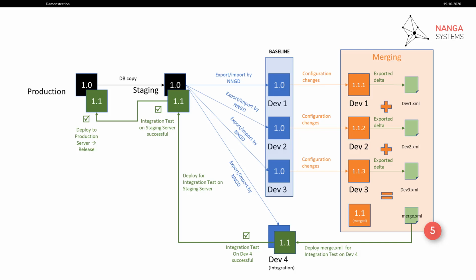The merged configuration changes are then deployed to an integration testing server if required, and then deployed to the staging system to test the new configuration there. Once tested, the changes are finally migrated from the staging server to the production server, completing the development cycle.